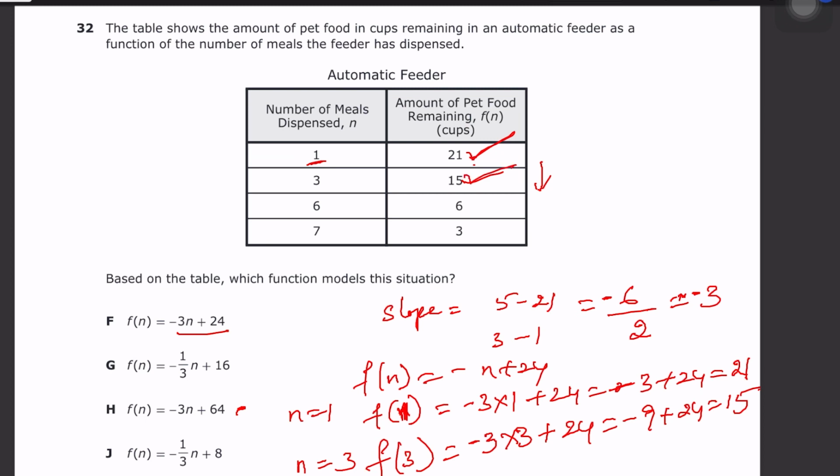In this way, if you substitute n equal to 1 in the other option, you're getting minus 3 plus 64. It is not at all equal to 21. Therefore, this cannot be the option. F is the correct option. Therefore, the answer is F.